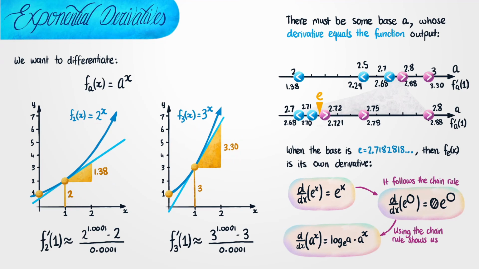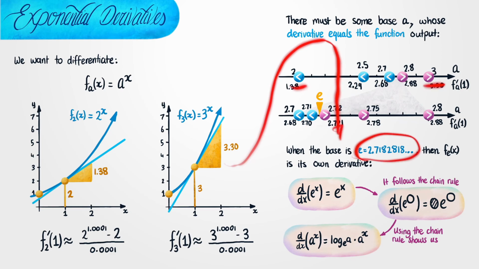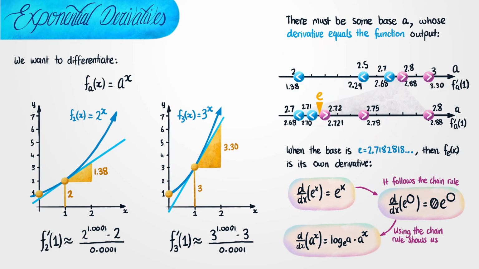Using this information, we were able to infer that there was some number in between 2 and 3 whose derivative was equal to itself. This special number is e, so we can see that e to the power of x, when differentiated, still equals e to the power of x. By looking at an example, we were able to show that e to the power of x does indeed follow the chain rule. And then because it follows the chain rule, we were able to show that the derivative of a to the power of x is the log base e of a times a to the power of x.